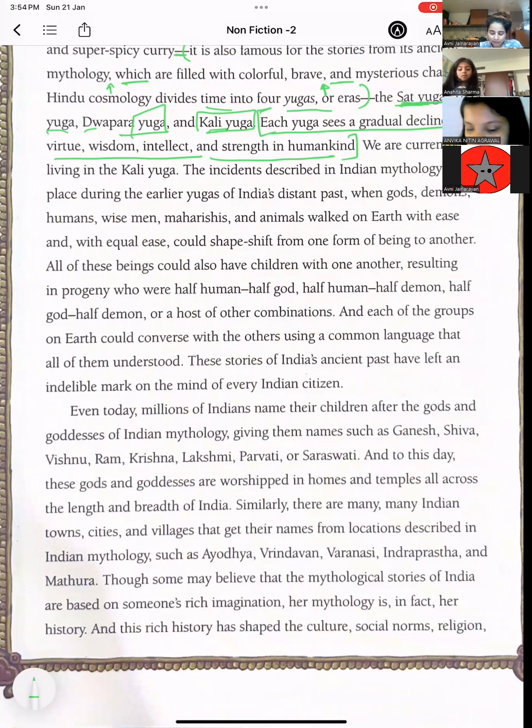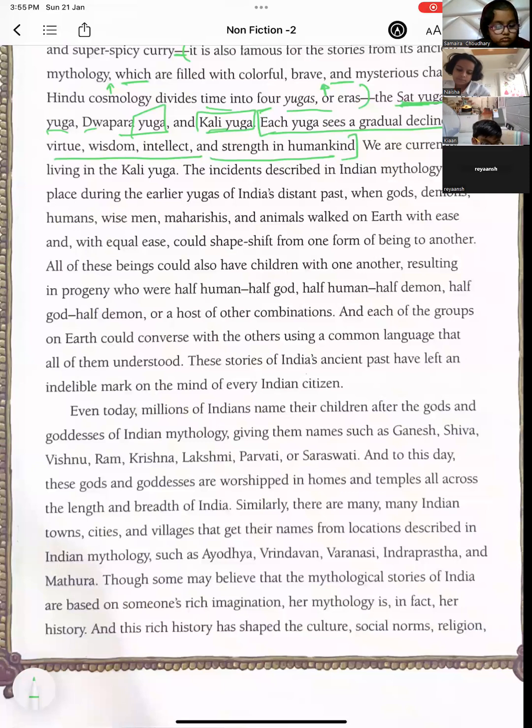And they give names such as Ganesh, Shiv, Vishnu, Ram, Krishna, Lakshmi, Parvati, or Saraswati. And to this day, these gods and goddesses are worshipped in homes and temples all across the length and breadth of the country. So, Kian, I want to say this. Instead of saying throughout the country, they have used a better phrase there, Reyansh, which you can use in your creative writing. Instead of saying throughout the country, it is better to say length and breadth of India, which definitely means throughout the country. It's a good catch.